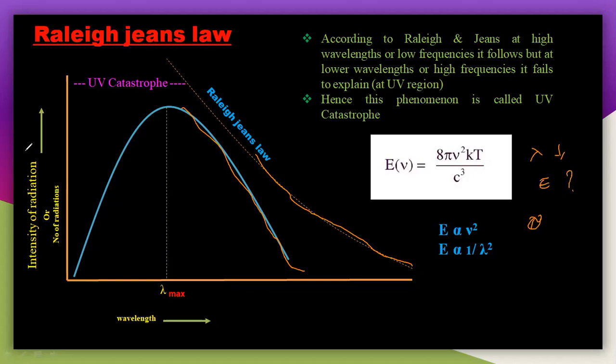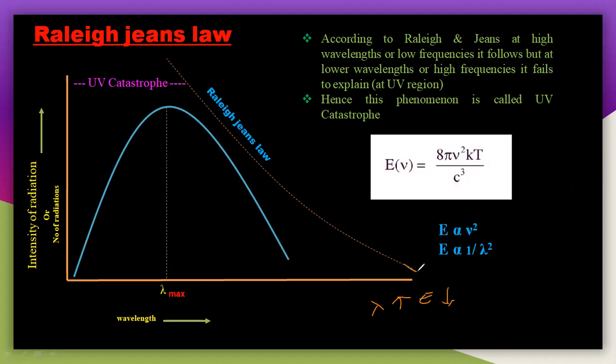See here, this is the energy. It is nothing but the energy per unit time, that is called the intensity, or the number of radiations here. The energy increases slowly like this. Till here, okay, it is very good. But suddenly it decreases like this. So why is it decreasing again? According to Rayleigh and Jeans, energy is inversely related with lambda squared. So if we decrease the wavelength, the energy must increase. This is the Rayleigh-Jeans law.